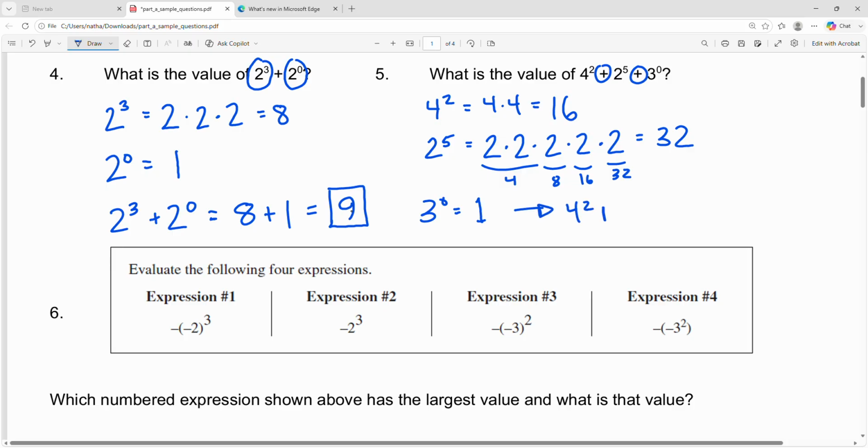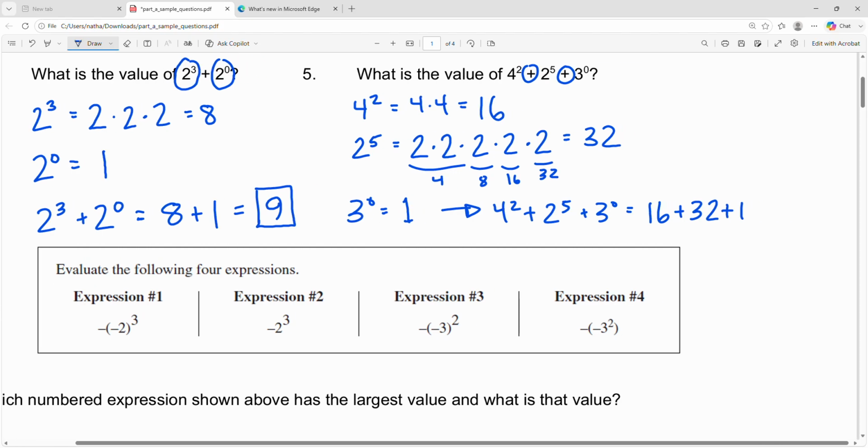4 squared plus 2 to the power of 5 plus 3 to the 0 is 16 plus 32 plus 1, which is going to equal, should I write it here? Sure, I'll try to squeeze it on. There we go. So 6 plus 2 is 8, plus 1 is 9, 3 and 4, we should get 49. If you need to write those down vertically, go ahead and do it. If you're good at mental math, you can just add those up in your head. Just take your time, make sure you get the answer correct.